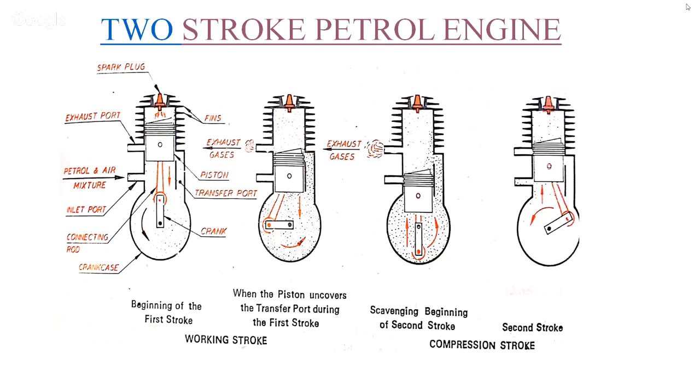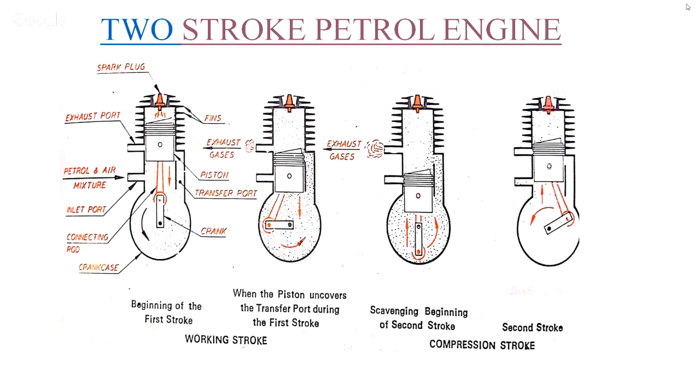As the piston comes down, the exhaust port is uncovered. With further downward movement of the piston, the transfer port TP opens. As soon as the transfer port opens, the air and petrol mixture in the crankcase rushes into the cylinder. Some air and petrol mixture is already there in the crankcase.